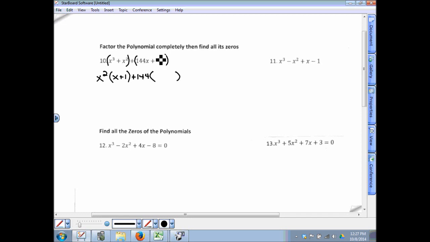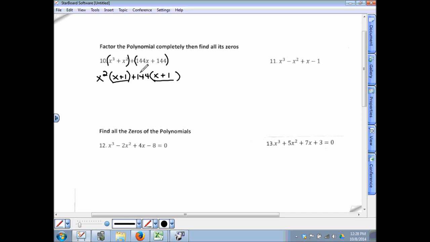If you factor out a 144 from this set of terms, you're going to be left with x plus 1. Well, what's the significance here? Look at what we have now. The x plus 1 matches. If they match, then it factors by grouping, and you don't have to do any of that synthetic division stuff.